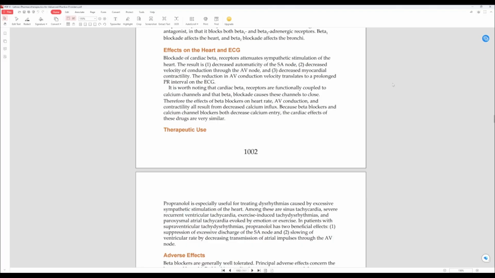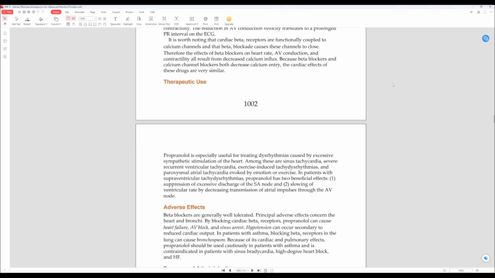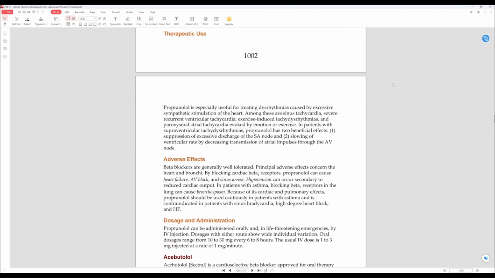It is worth noting that cardiac beta-1 receptors are functionally coupled to calcium channels, and that beta-1 blockade causes these channels to close. Therefore, the effects of a beta blocker on the heart rate, AV conduction, and contractility all result from a decreased calcium influx. Because beta blockers and calcium channel blockers both decrease calcium entry, the cardiac effects of these drugs are very similar.